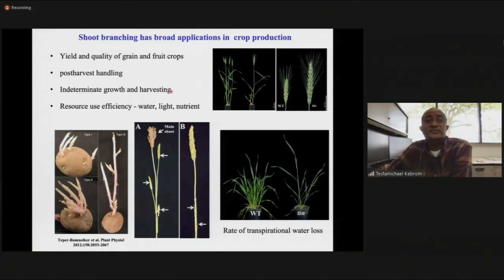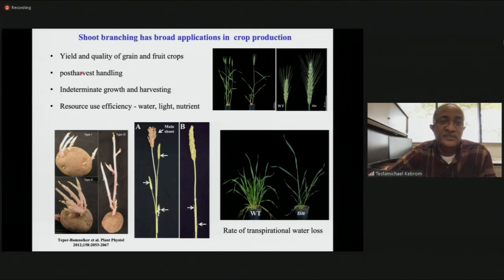We study shoot branching because it has many applications in crop production. For example, the yield or quality of grains or fruits is very much affected by branching. In these plants, as you can see, this plant developed several branches, and their head is very small compared to the ones that developed only one stem or one shoot. So by modulating branching, we can increase yield and also improve quality.